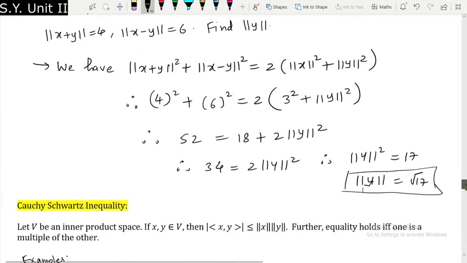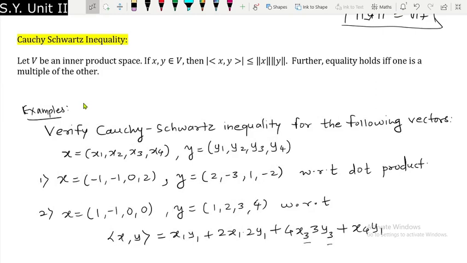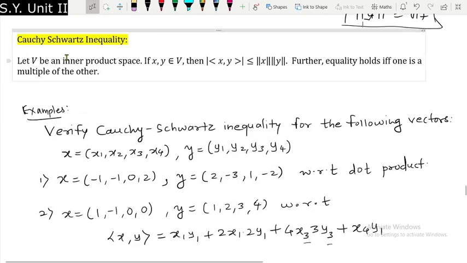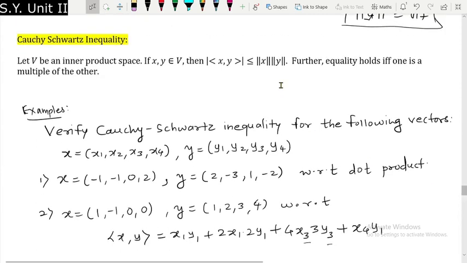Now we will go for the next theorem, a very interesting theorem. It says that let V be an inner product space and x, y belong to V, then mod of inner product of x with y is always less equal norm of x multiplied by norm of y, and this inequality has a name, that is Cauchy-Schwarz inequality, and it is very famous. So just remember, whenever you come across mod of inner product of something, then you can use the Cauchy-Schwarz inequality.